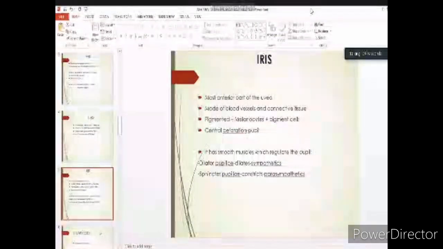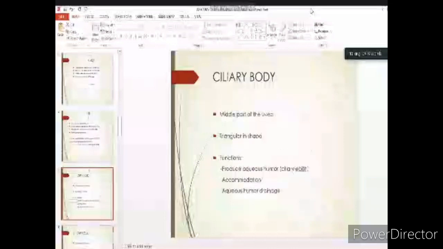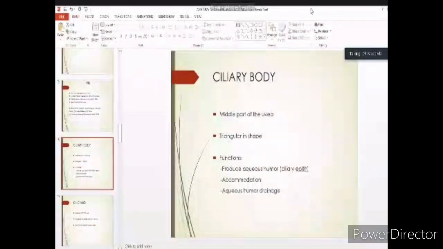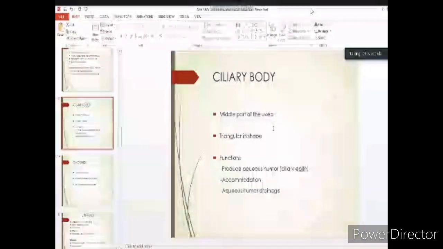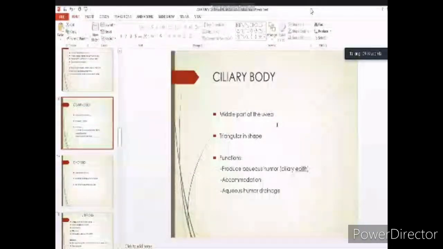Okay. Next structure is the ciliary body. It's also part of the uvea, and like we already mentioned, it's the middle part of the uvea. On the anterior part, the iris is connected to the ciliary body, and the choroid is at the back. So it's the middle part of the uvea, and it's triangular in shape. Function: it produces aqueous humor.